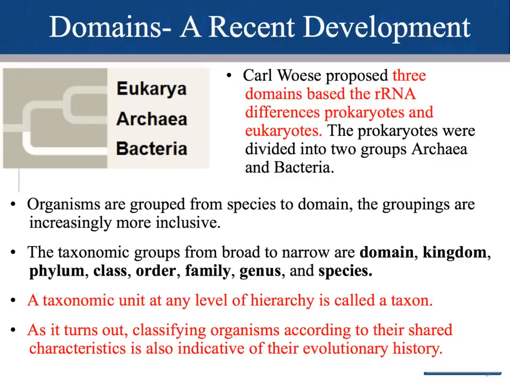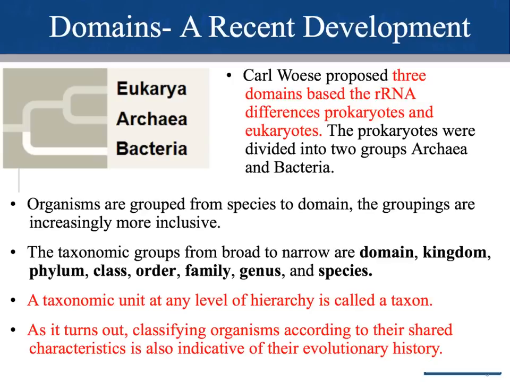domain Eukarya. The organisms are grouped again from species, but this time to domain, and as we go up, the groupings are more inclusive. So at the species level, we only have a couple of organisms because you have to have many similarities. But as we go up into the kingdom and the domain, you get way more organisms because there are not as many things that you have to have in common.